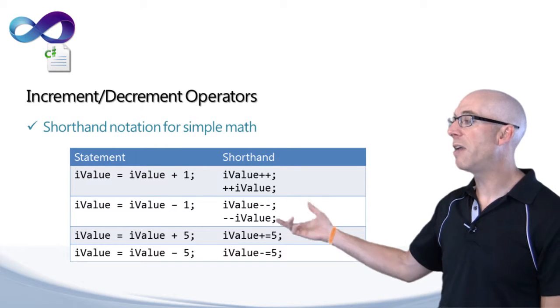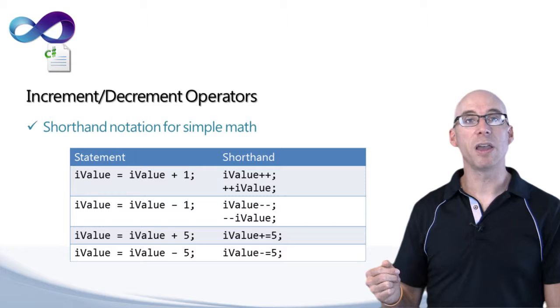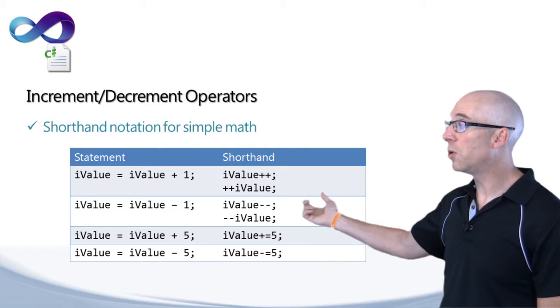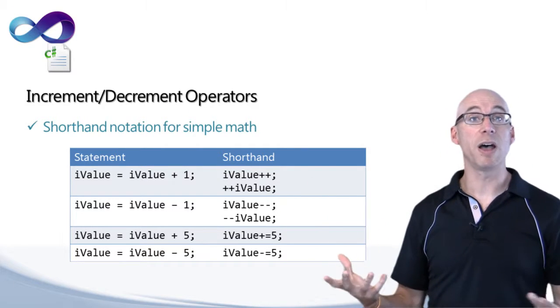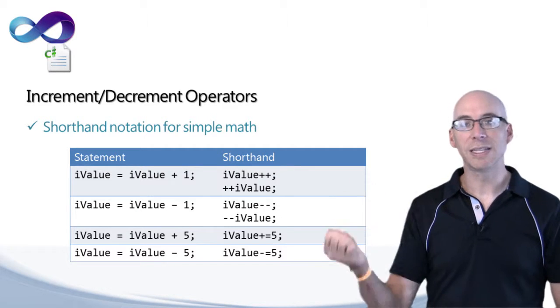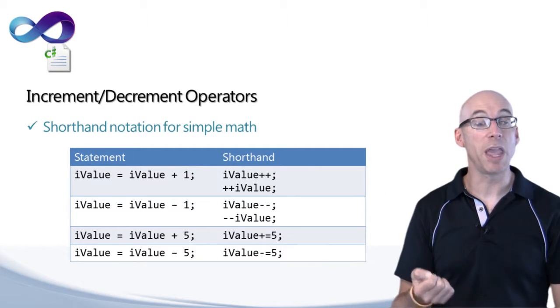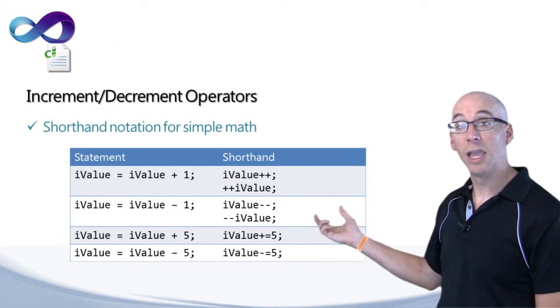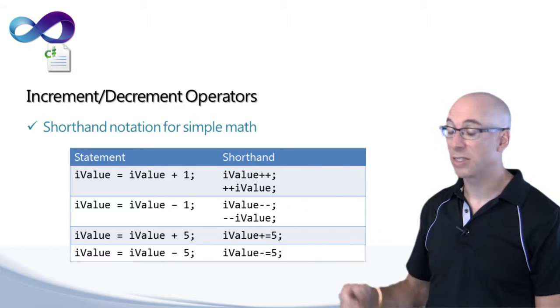And then you can have iValue equals iValue plus 5. If you want to do that, you can say iValue += 5. So it's a shorthand method for adding and subtracting values from a variable. It's ideal. And again, we have our minus as well.